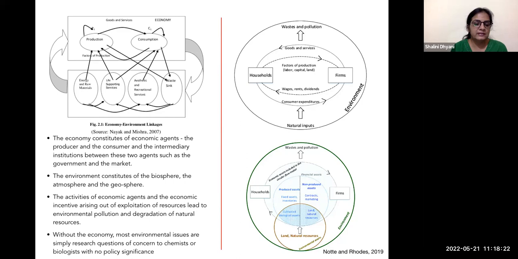So whenever your economic agent and economic incentives are going to be fully or largely dependent on exploitation of resources, be it fossil fuels or natural resources, they're going to enhance and lead to unsustainable development.